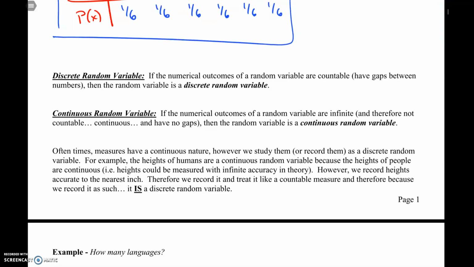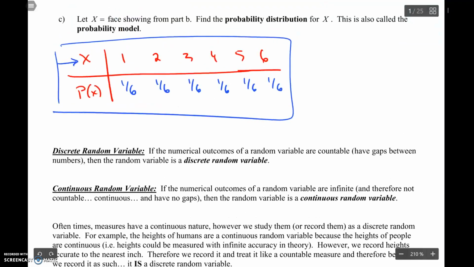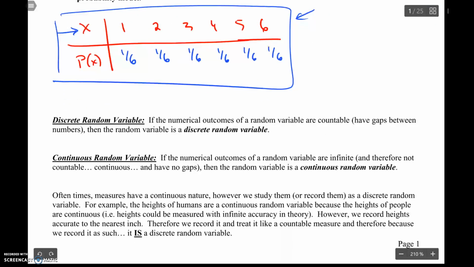Discrete random variable: if the numerical outcomes are countable, for example, this would be discrete. You can list them, you can count them. Then we call it discrete. If it's infinite, continuous, we call it a continuous random variable.